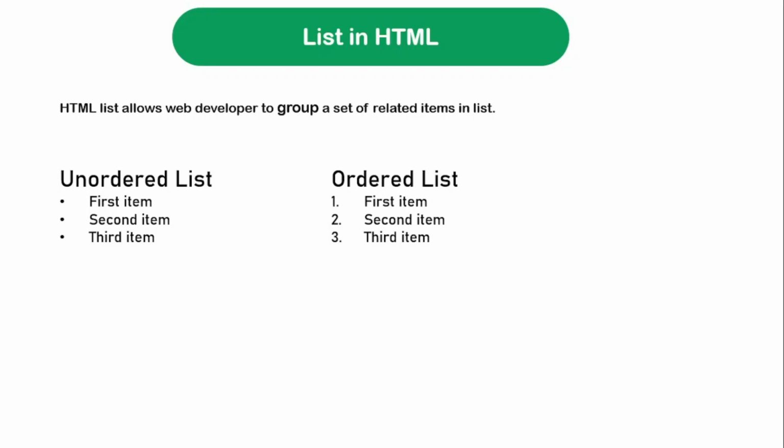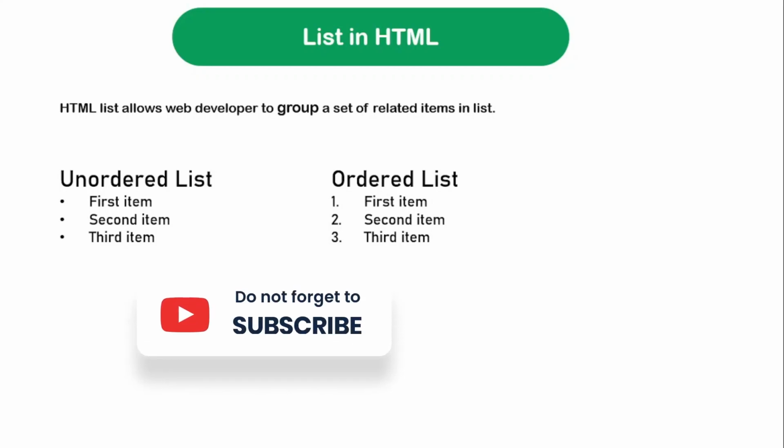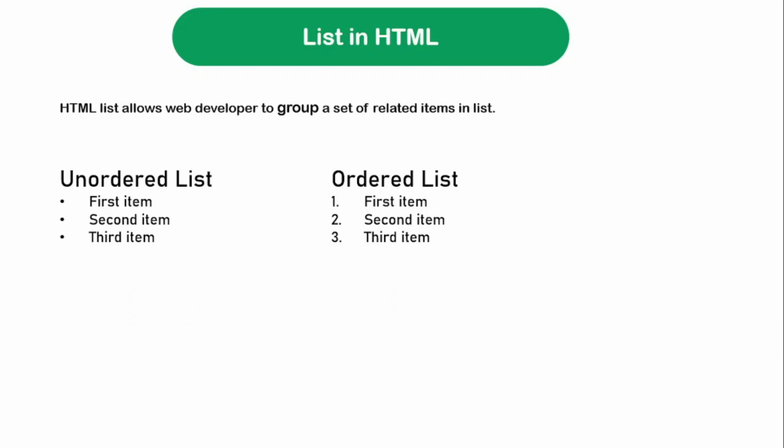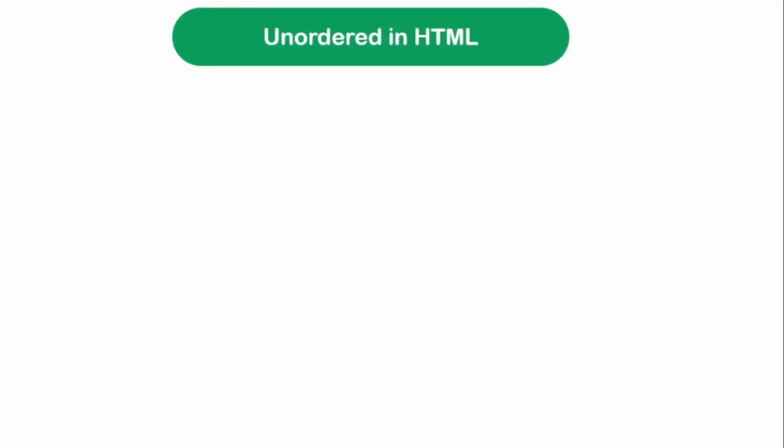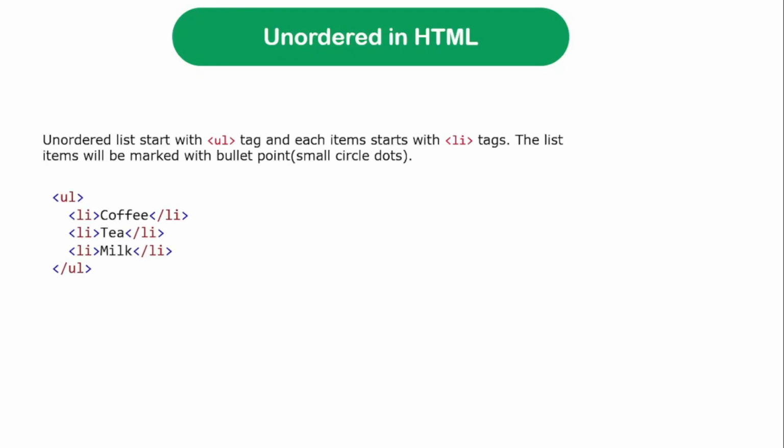You can see the difference. In unordered list, there is a bullet point, which is a dot, circle dot, and in ordered list there is a numbering like 1, 2, 3, such way. Unordered list in HTML starts with UL tag and each item starts with LI tags. The list item will be marked with bullet point, small circle dot before the list item, and it is written like this. You can see on the screen, and the output will be like this. You can see what is unordered list.